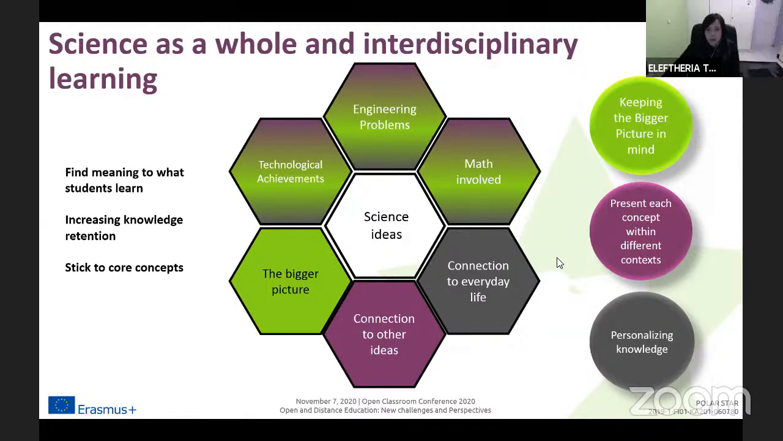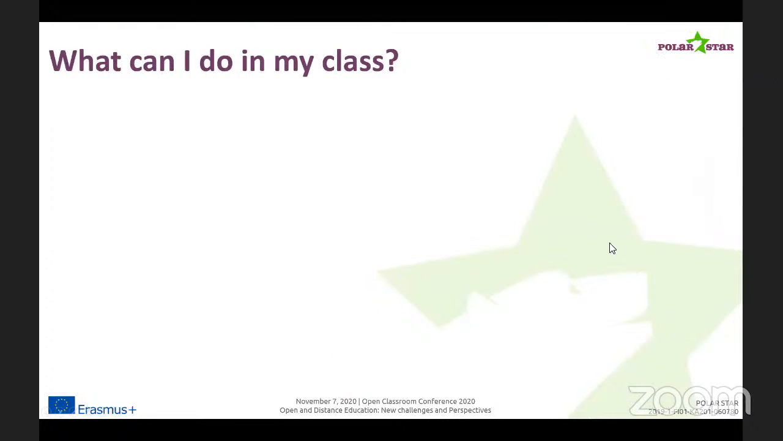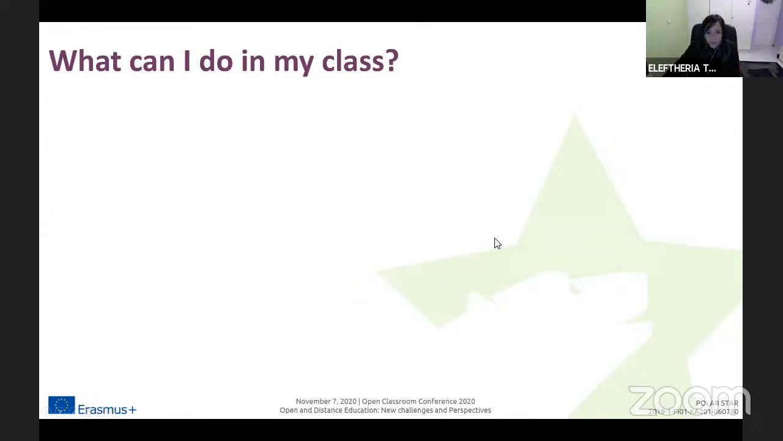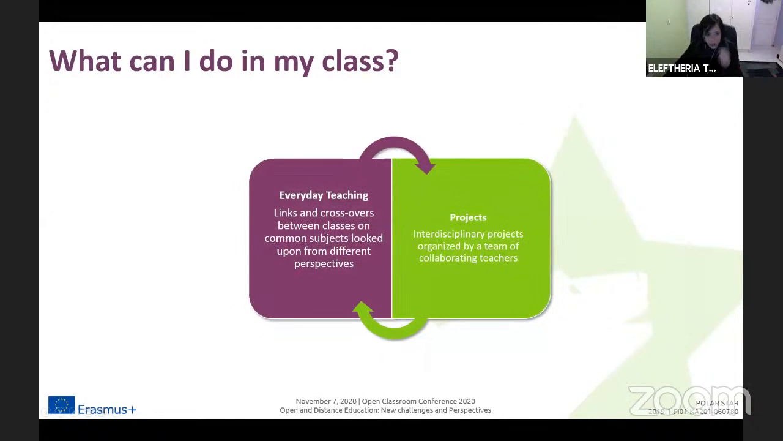Okay. So how can we take all of that into the school classroom? How can we do that in class? Well, you have two ways to do it. You can do it during your everyday teaching by doing crossovers and by linking what you're teaching to other science disciplines. And you can do it with longer term projects, which of course should be interdisciplinary and are best organized if you're working as a team with your colleagues.